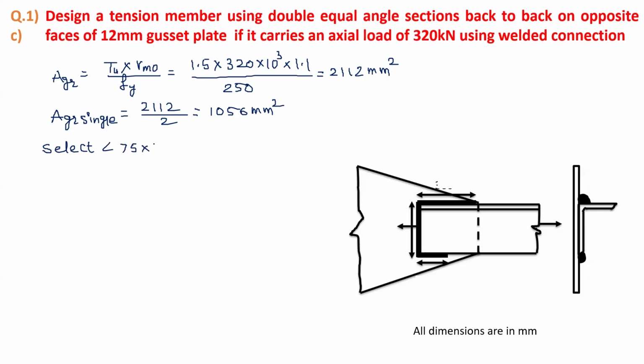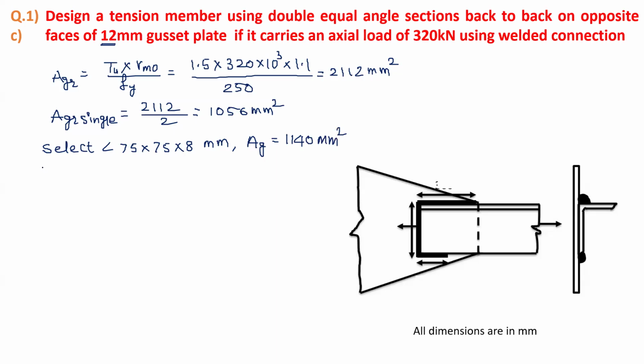75, 75, 8 millimeter. You can go up to 10 because the gusset plate thickness given is 12, but do not go for 12 or greater than 12. So select angle 75, 75, 8, and then we have the area of this angle, AG, equal to 1140 square millimeters.